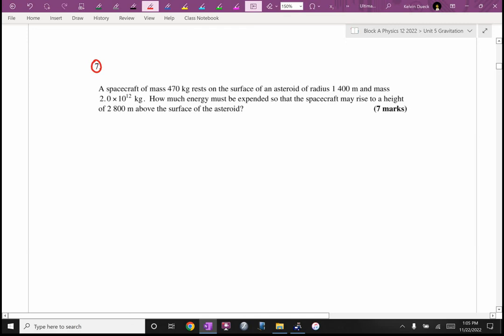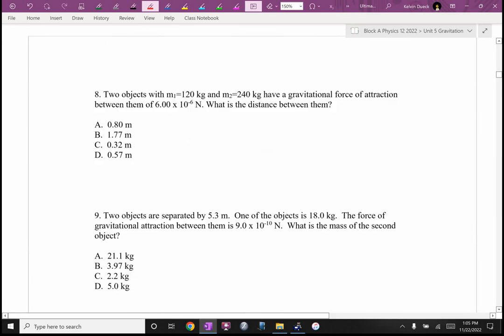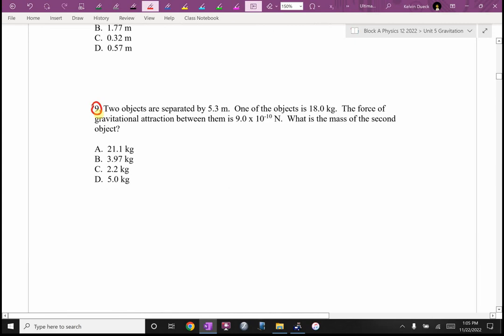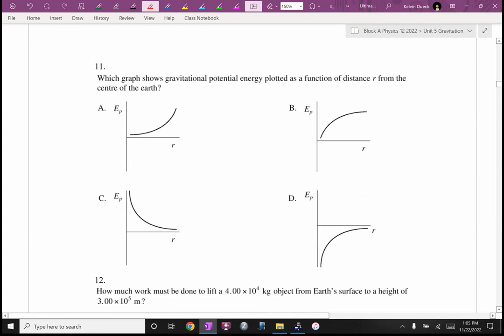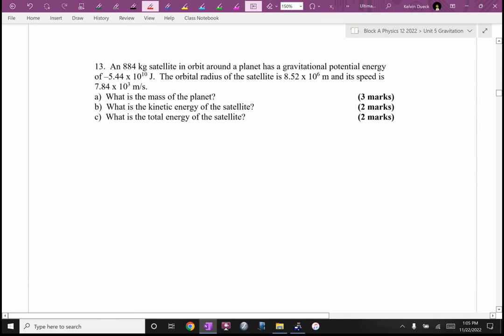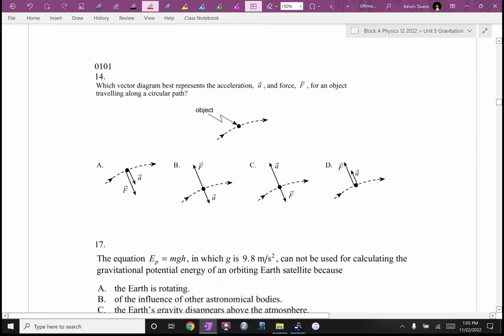You can try 7. 7 is a how much energy, how much work. 8 is good. 9 is good. 11, oh sorry, this is energy. You can skip number 11. I take that back. You can skip that one. 12 you can handle. 13 yet. 14 is good.